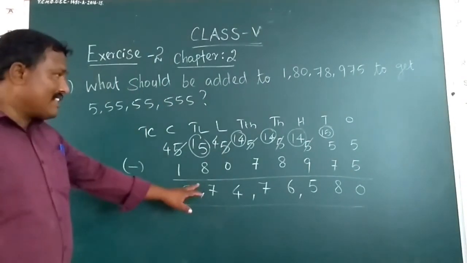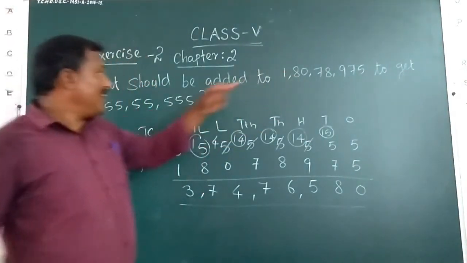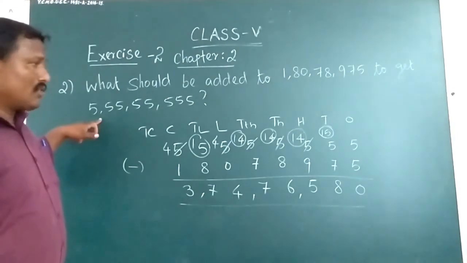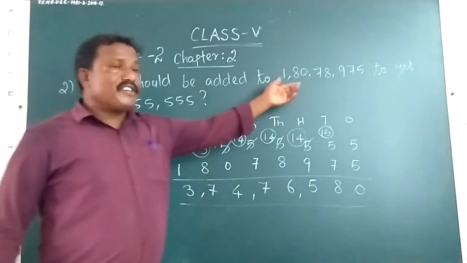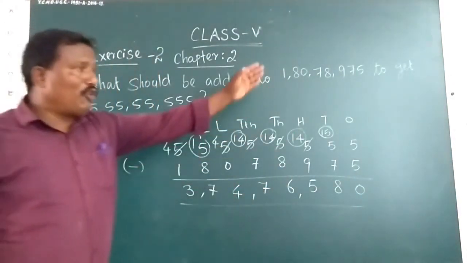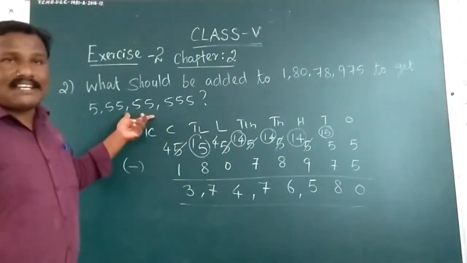If you add this number to this number, we get this total. So I found the second number. It's the first number, and it's the second number. If you add both these numbers, you will get this answer.